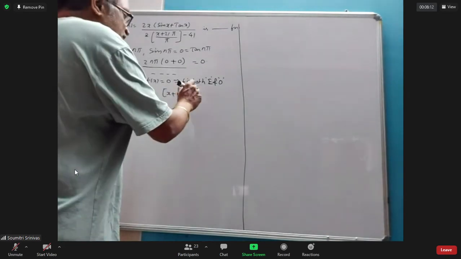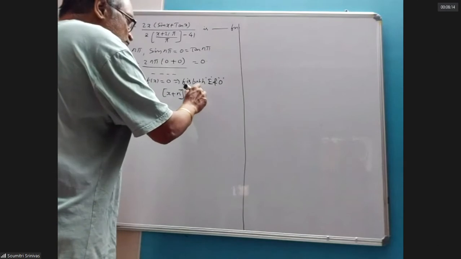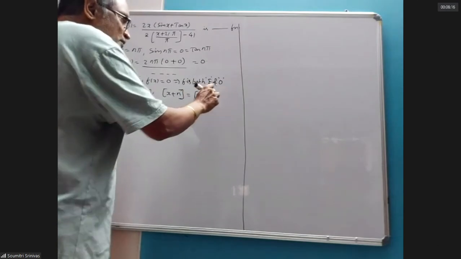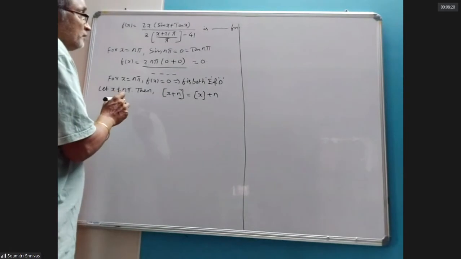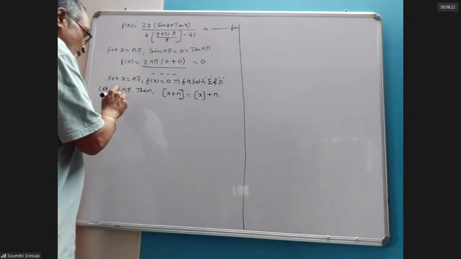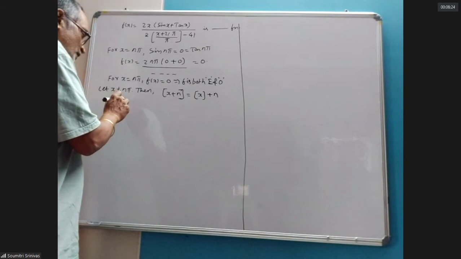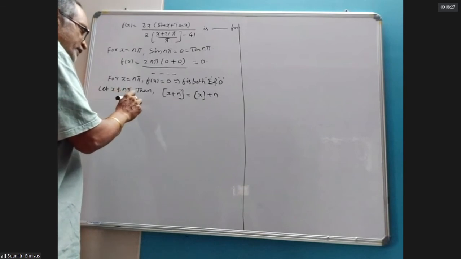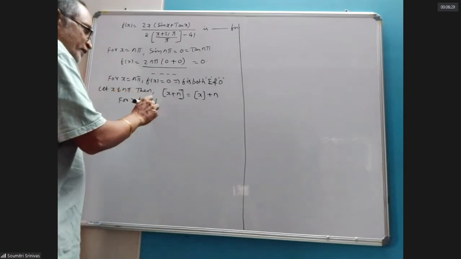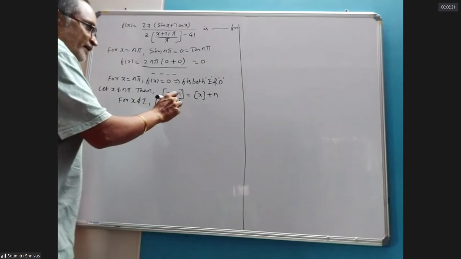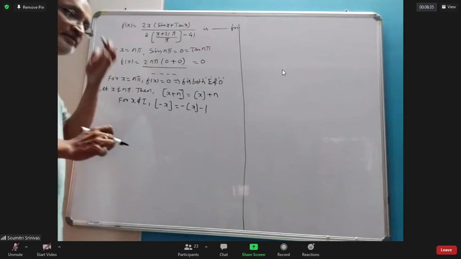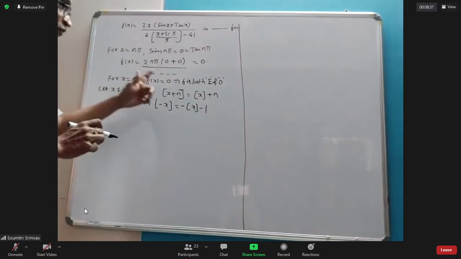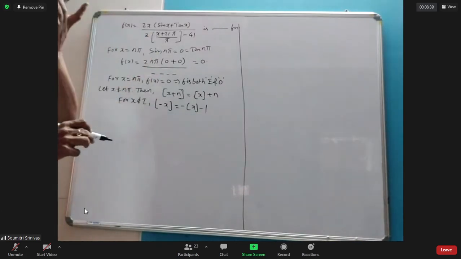What is step of x plus n? Next, for x not an integer, what is step of minus x? Minus step x minus n. I use these two properties here.